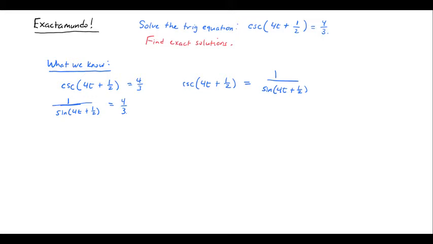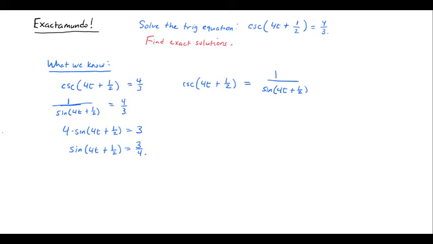That's nice because now I have something in terms of sine, which makes this a little bit more approachable. I'll solve it by cross-multiplying, and get 4 times sine of 4t plus 1/2 equals 3 times 1, that's just 3. Dividing by 4, I get that the sine of 4t plus 1/2 equals 3/4. You might have gotten there another way: if the cosecant of something is 4/3, then the sine of that thing has to be the reciprocal of 4/3, which is 3/4. That's okay too. I just wanted to be a little bit more methodical there.